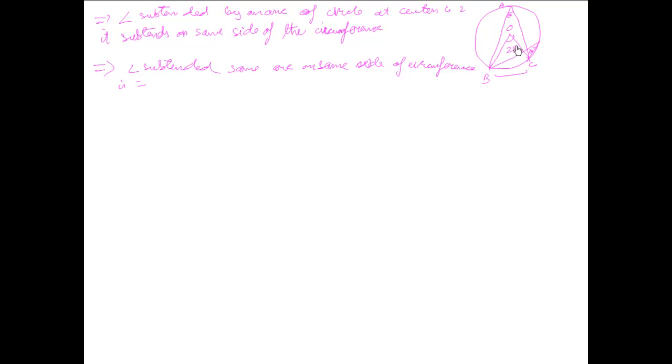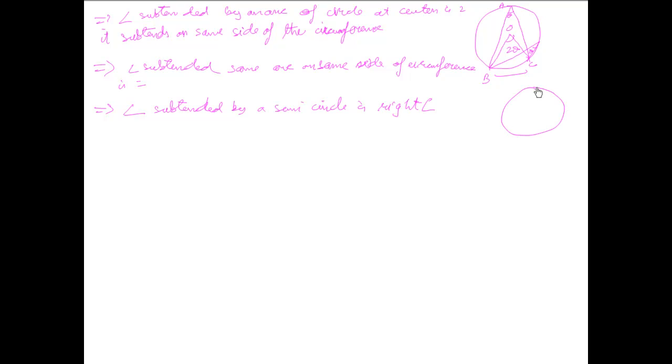Is equal. For example, this angle is equal to this angle, children. This angle is equal to this angle because both are theta. So angles by the same arc are equal. This is equal to this. Next, angles obtained by a semicircle is a right angle.